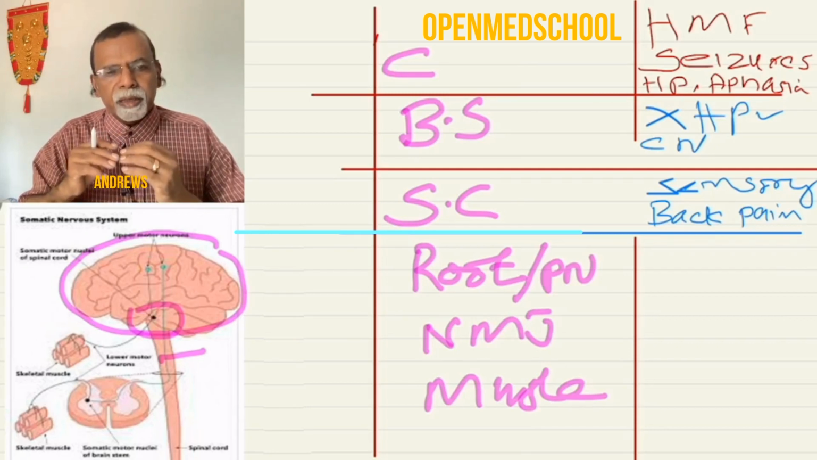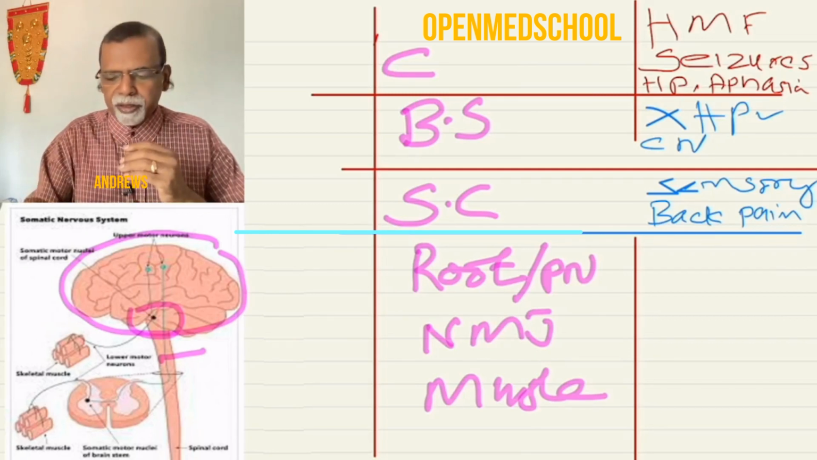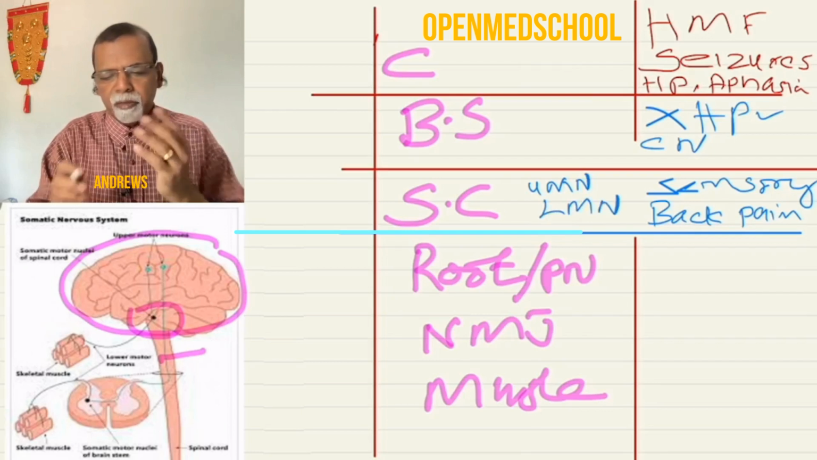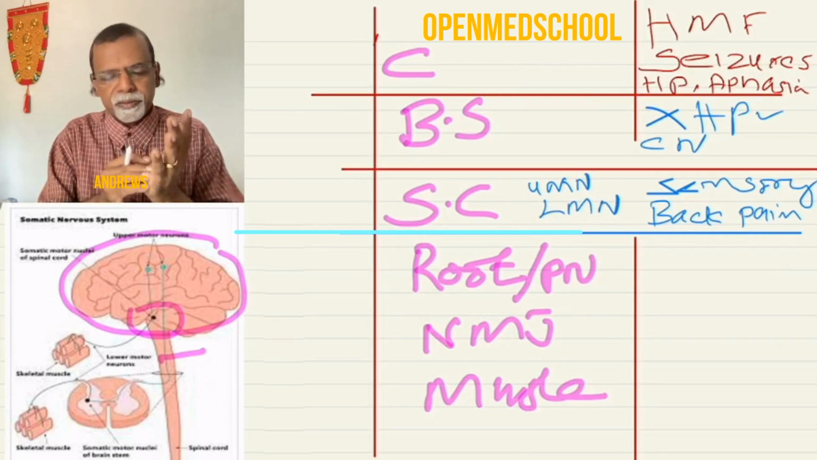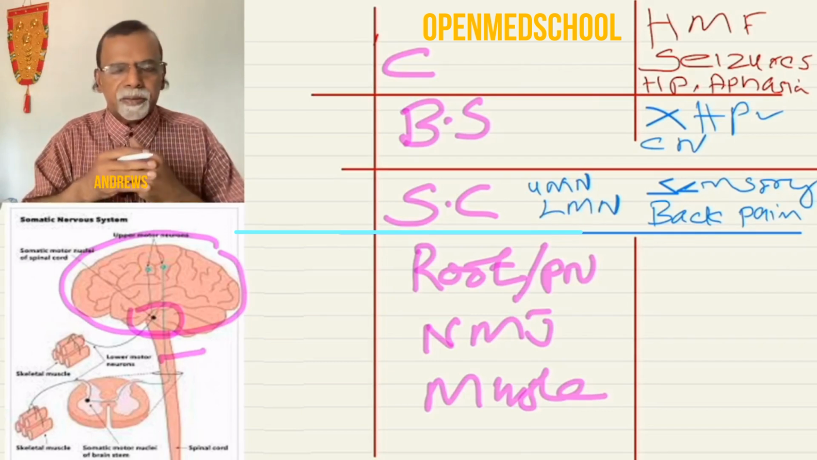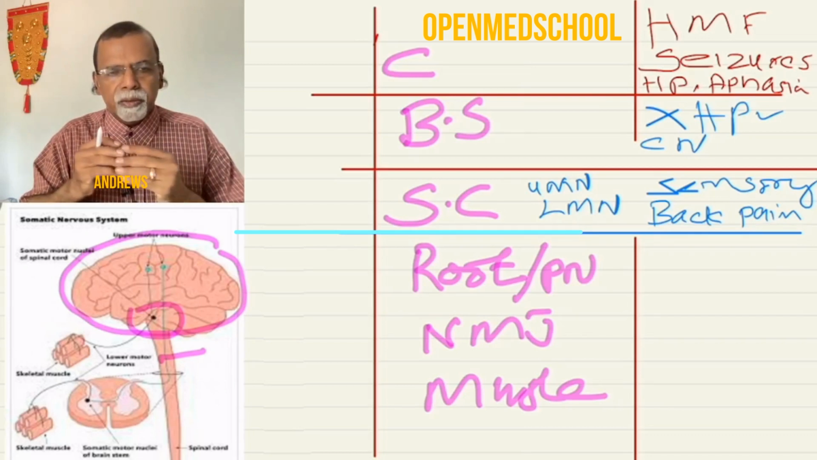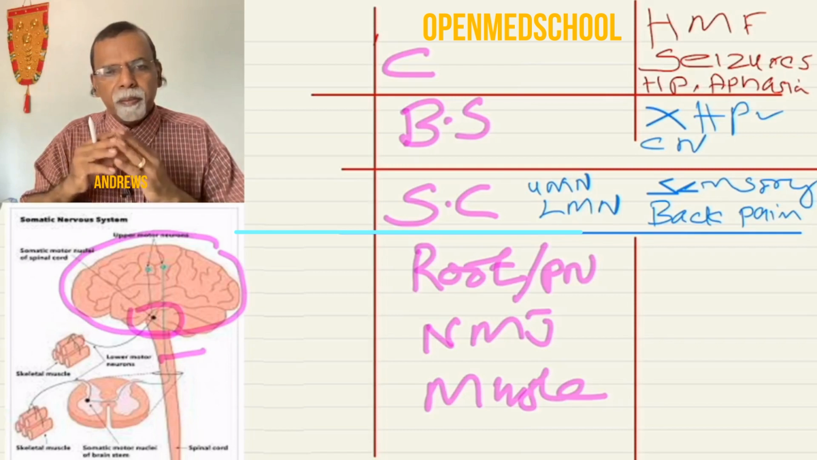Another important finding is mixed UMN and LMN findings. Suppose you are getting upper motor neuron plus lower motor neuron findings, for example, wasting and weakness of the hand muscles with quadriparesis. It always indicates a cervical cord lesion. So LMN plus UMN lesions can occur in syringomyelia. But again, remember, motor neuron disease can also present like this.